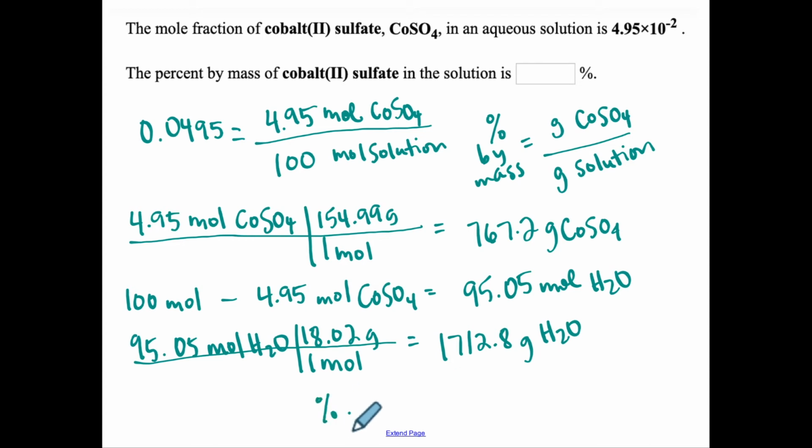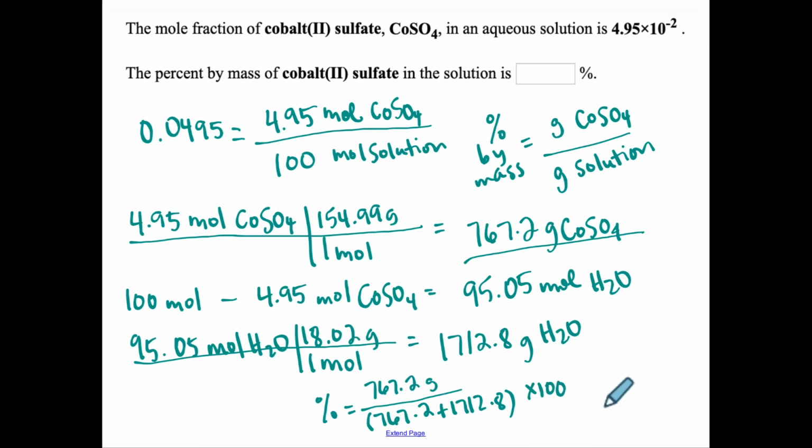And then we're going to calculate our percent by mass. Our percent is going to be equal to the mass of our cobalt sulfate, 767.2, divided by the total mass of the solution, which is the 767.2 plus the 1712.8, times 100. And when we type all of that in, we get 30.9% by mass.